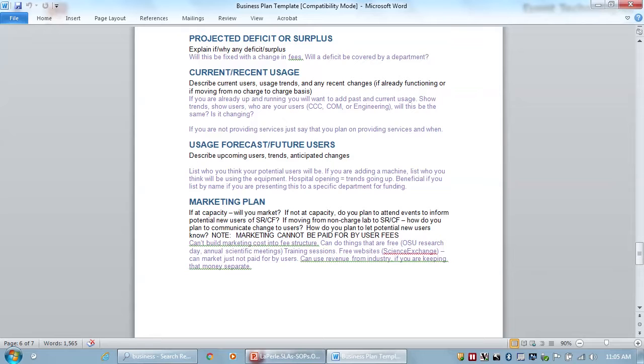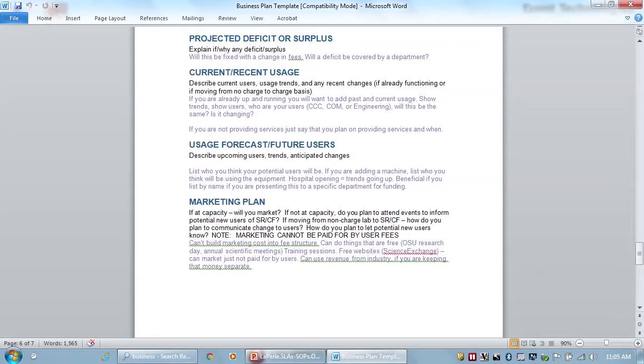If you're not providing services, just say that you plan on providing services. So if this is the business plan that you're coming up with to start a core, just say we haven't provided any services yet, but we anticipate providing services for these PIs in these colleges, so that you know where you're going with your business. That then rolls into usage forecasts and future users.